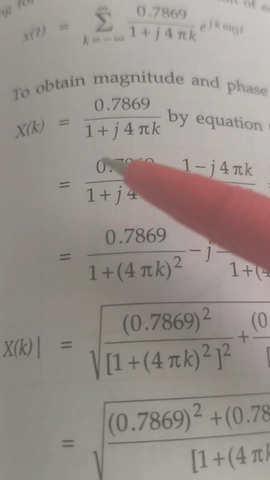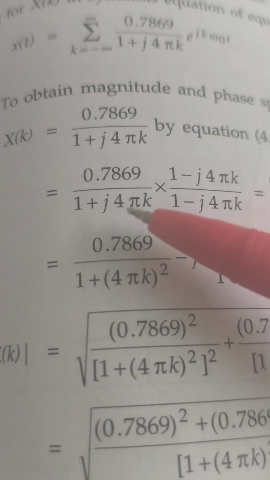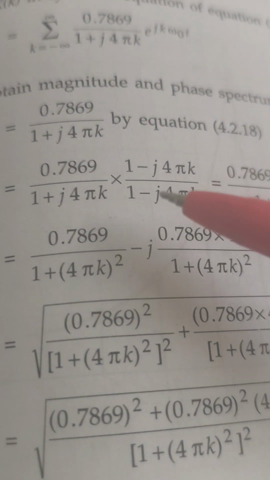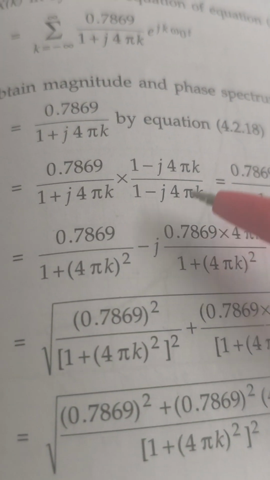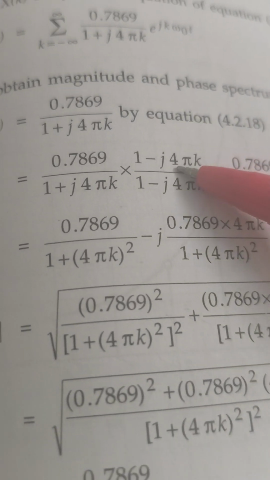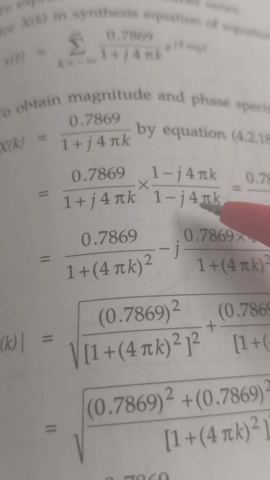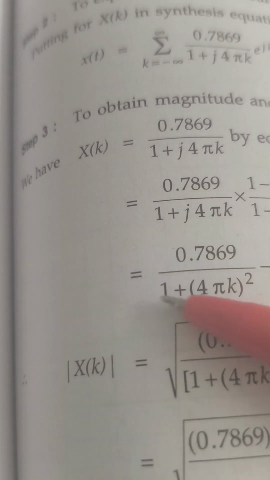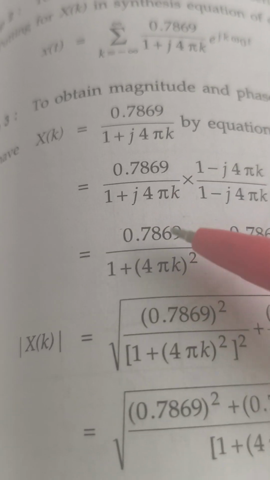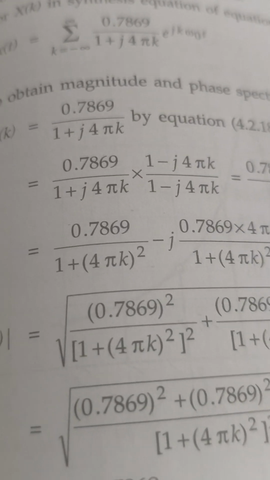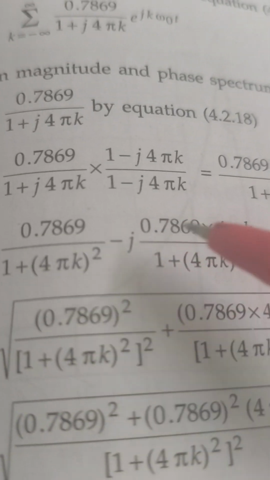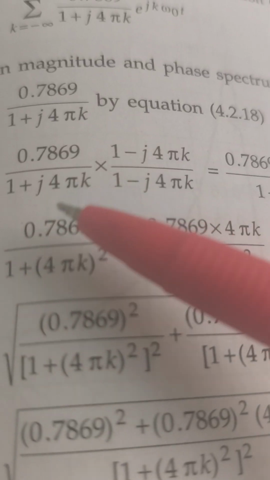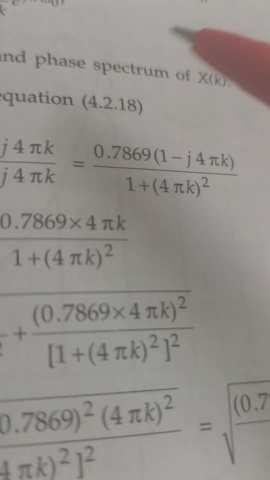We will multiply with 1 minus j 4 pi k; everything is the same, only I change the sign from plus to minus. I multiply in the numerator and also in the denominator, therefore there is no change in the expression, we are only rearranging the equation. When we do this, we will get this expression.